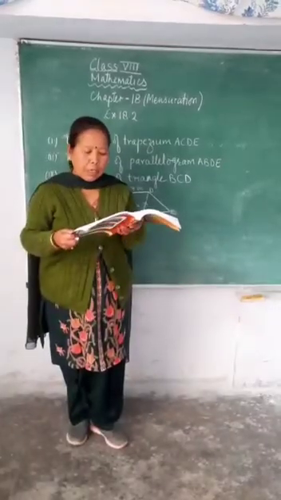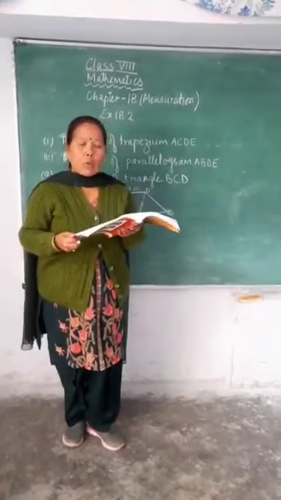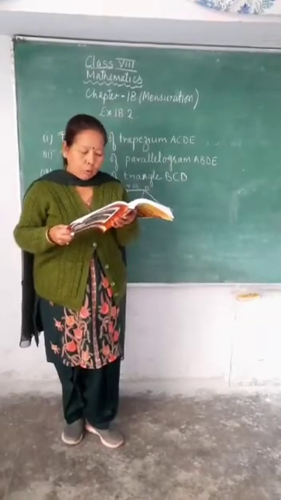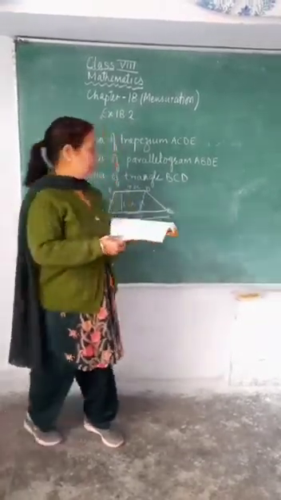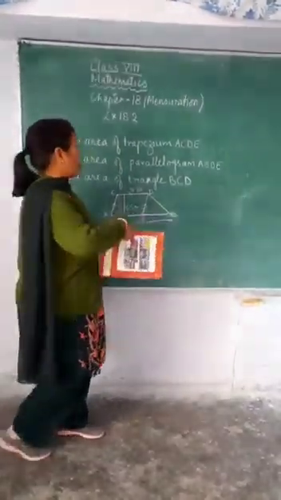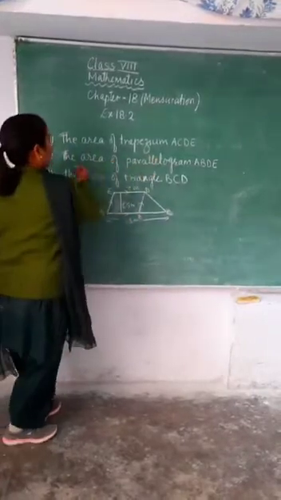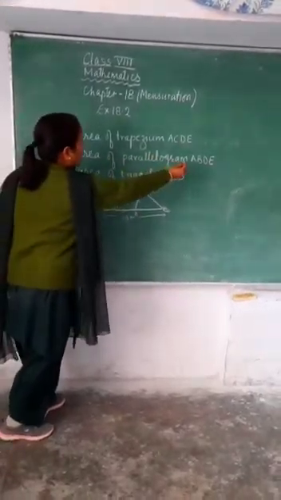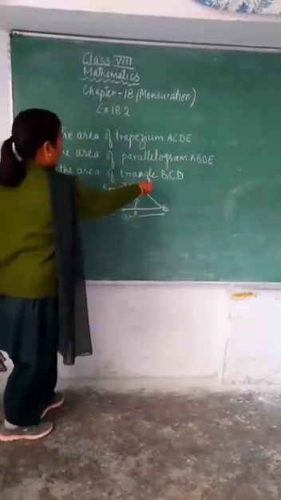Now I am explaining question number 5 of exercise 18.2. In this, the diagram is given over here. From the adjoining diagram, calculate the area of trapezium ACDE, the area of parallelogram ABDE and the area of triangle BCD.